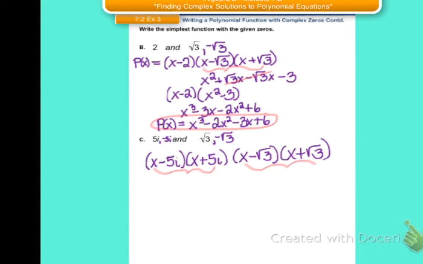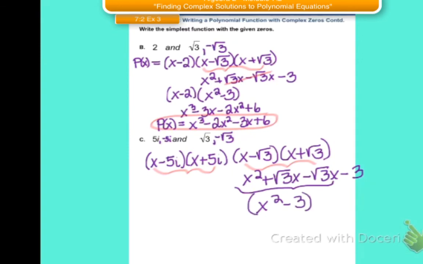So we can just start working on this x minus the square root of 3, x plus the square root of 3. The x times x is x squared, outside two, square root of 3x, inside two, minus square root of 3x. Last two is minus 3. Put the like terms together, and this whole thing becomes x squared minus 3, as we saw in the example above. Go ahead and go over here and work on the imaginary ones, the x minus 5i and x plus 5i.